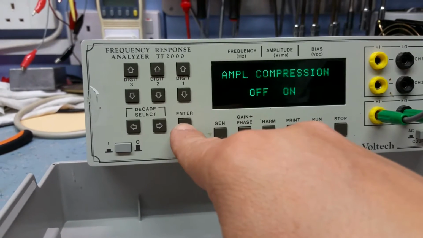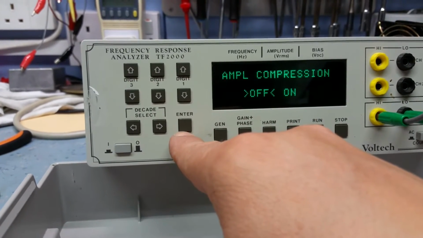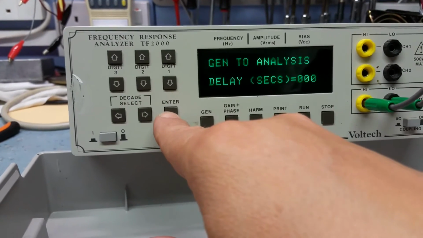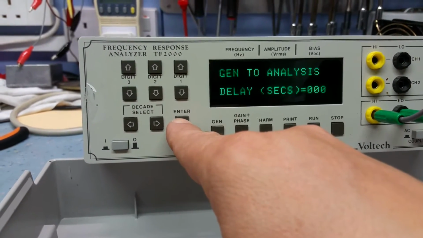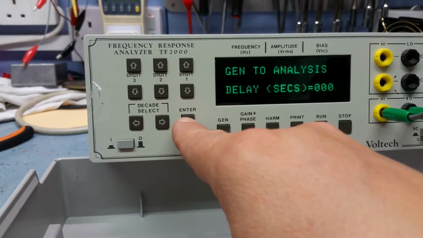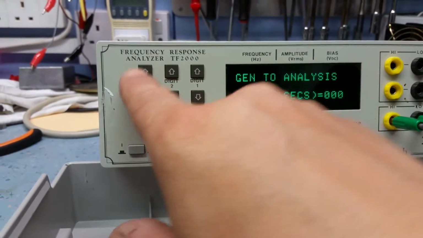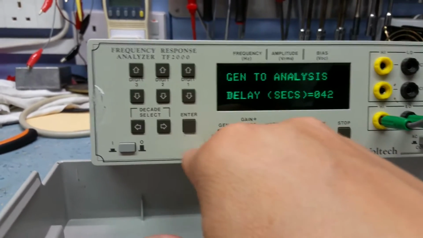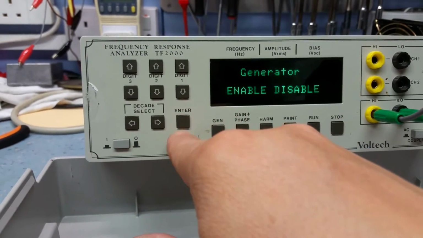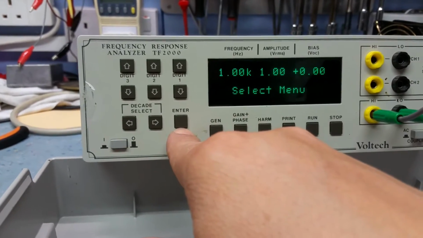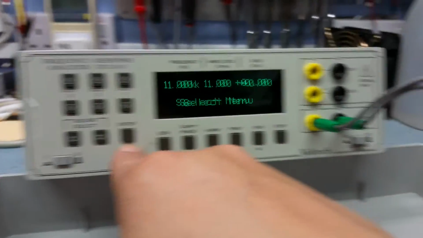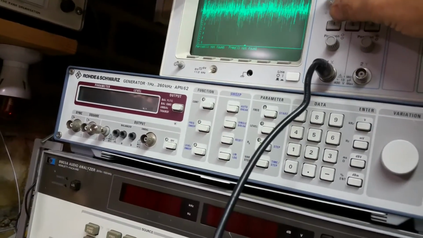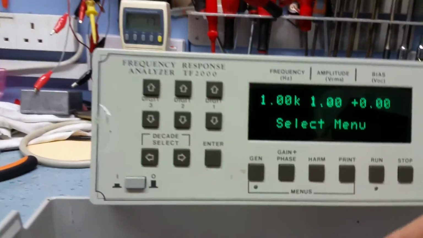0, enter, amplitude compensation, what? No. Generator to analysis delay, seconds. 42. Enter. Generator enable. Enter. Right. Now out on the output, it's getting a load of noise.